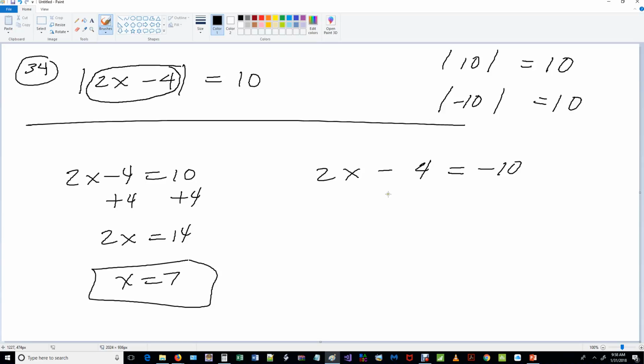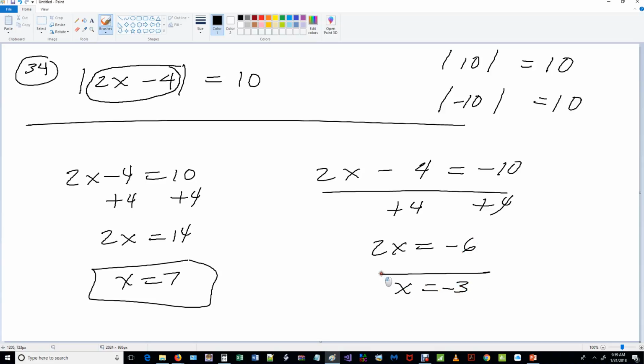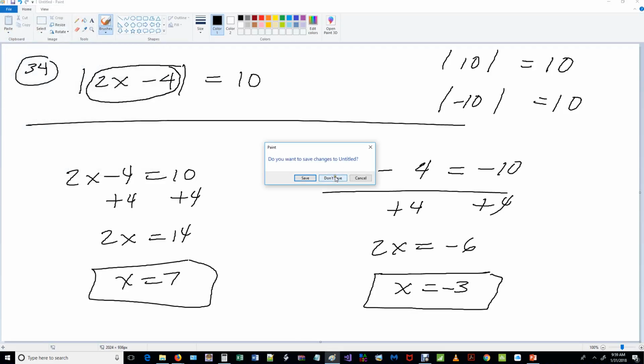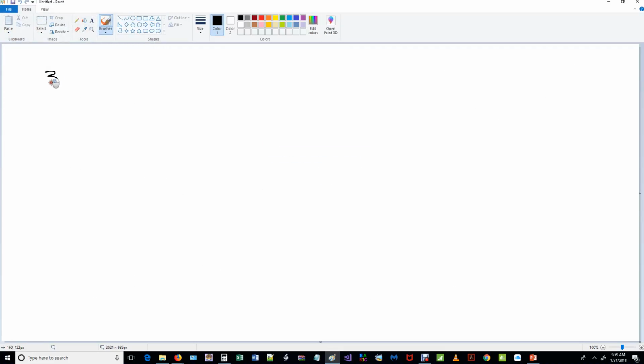You get another solution by solving this equation. You add 4, you get 2x equals minus 10 plus 4. You get minus 6, you divide by 2, you get x equals minus 3. And alright, so that's the solution. The last one, number 35: absolute value of 4 minus 2x equals absolute value of 10 minus 2x.